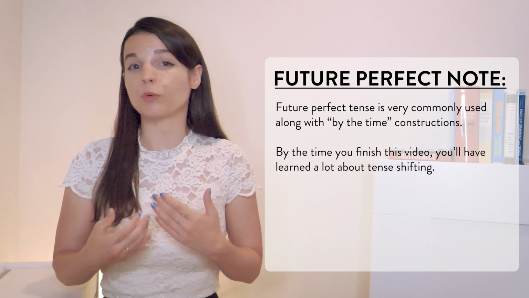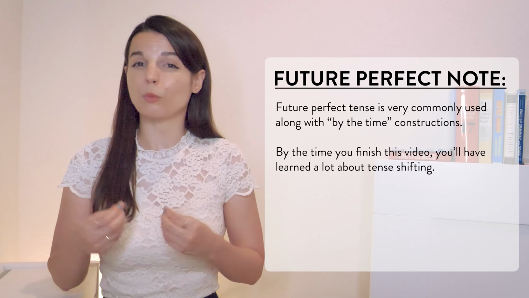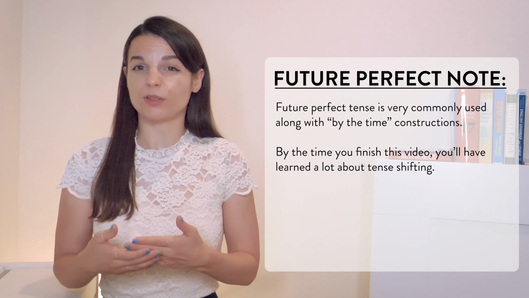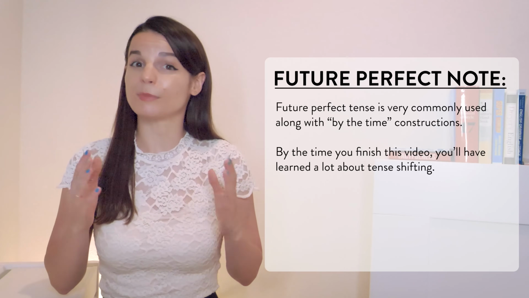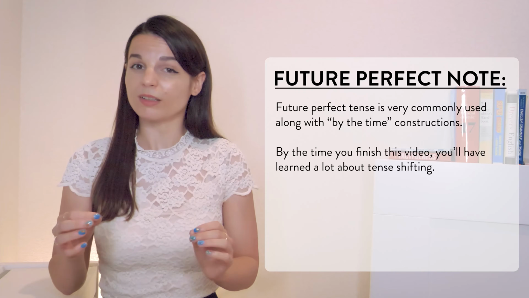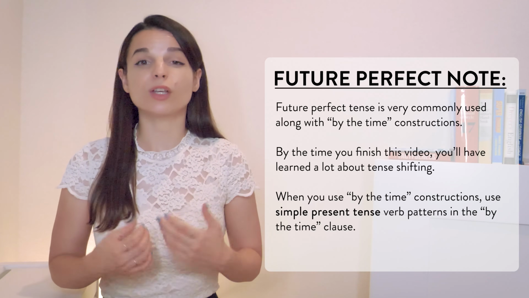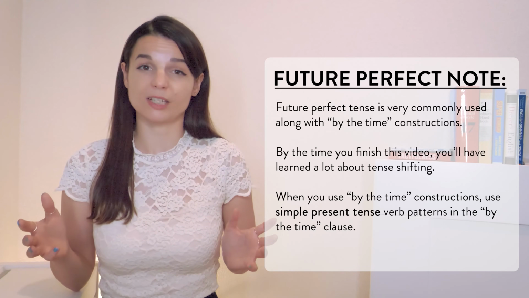A common mistake when shifting tenses in future tense situations is to include will in the by the time construction. For example, sometimes we see by the time you will in the first clause. This is a mistake. Including will here is incorrect. When you use by the time constructions, use simple present tense verb patterns. This is a set pattern for this expression.